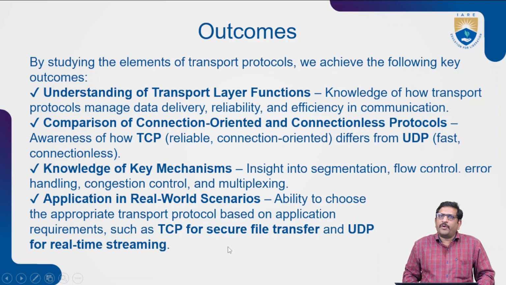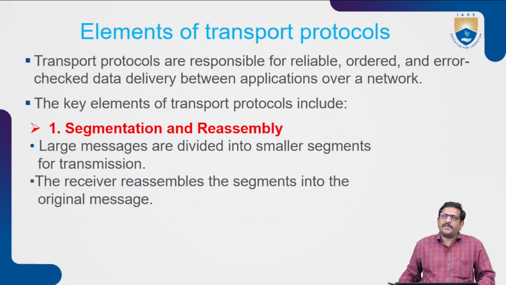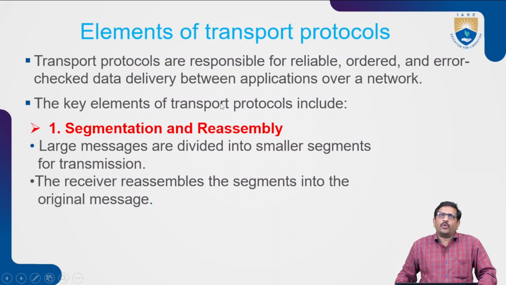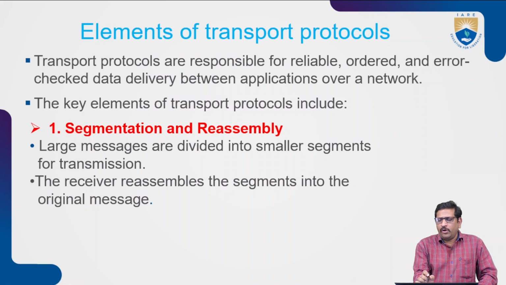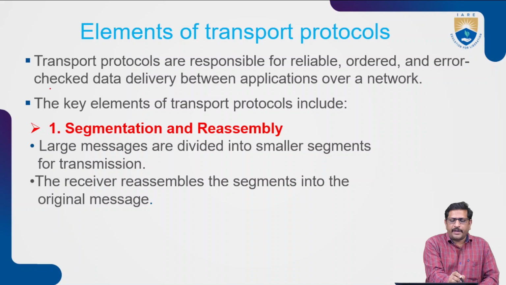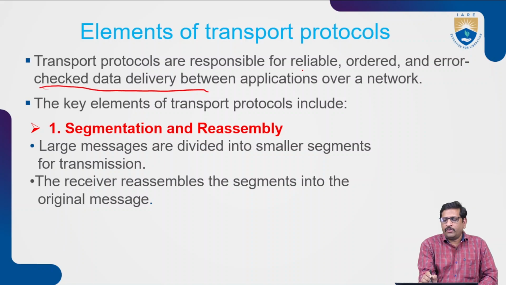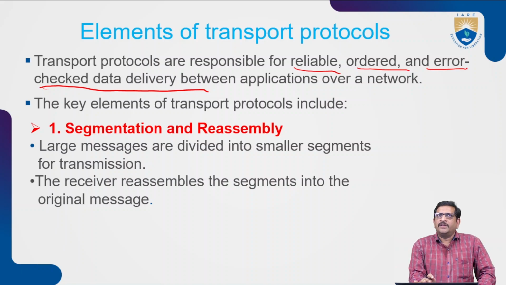Here it provides very secure file transactions. Now the introduction to the elements of the transport protocol. The transport protocol is generally responsible for reliable, ordered, and error-checked data delivery. That means the data is transmitted from sender to receiver with the help of a transport protocol. TCP and UDP are the two protocols we generally use in the transport layer.